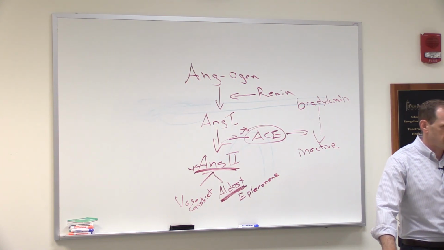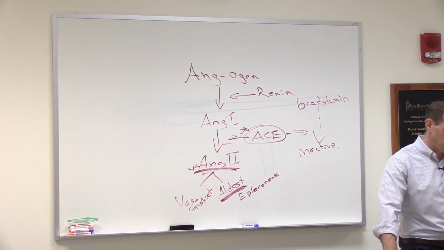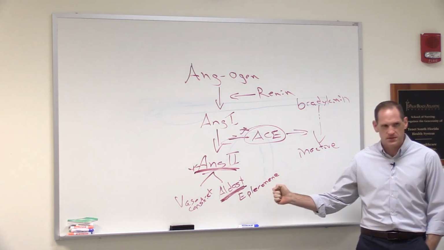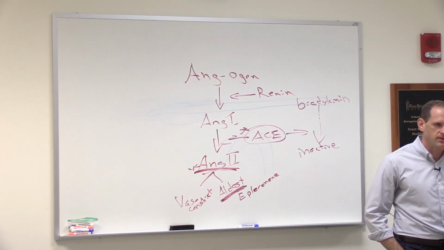As far as major adverse effects go, the major adverse effect we need to be careful about with eplerenone is potential for elevated potassium levels.